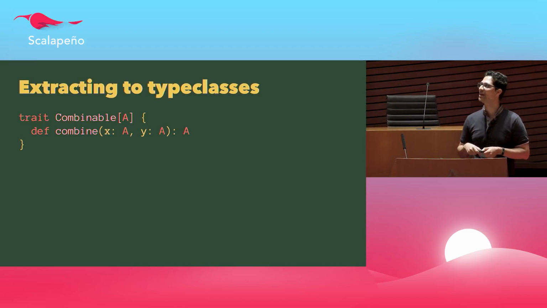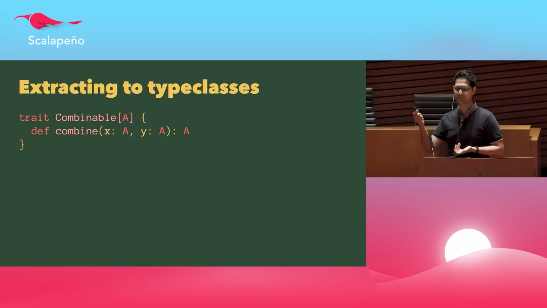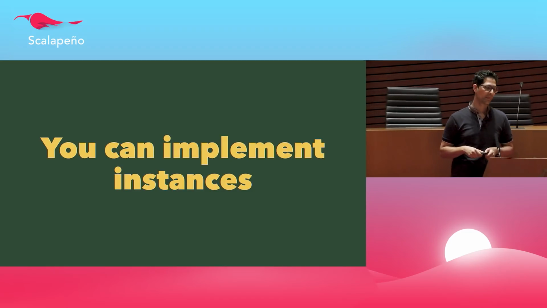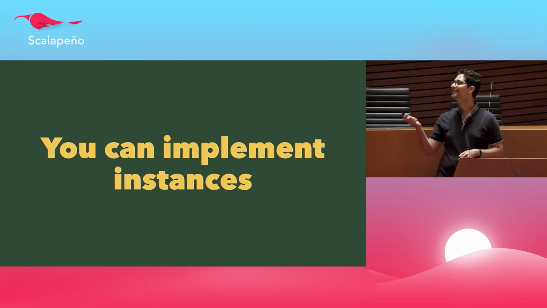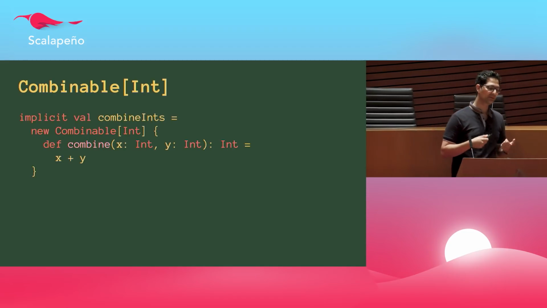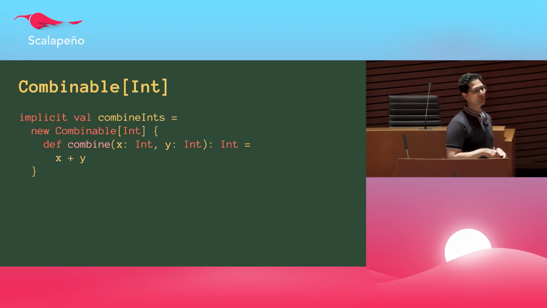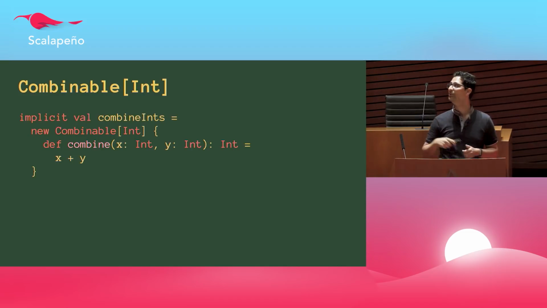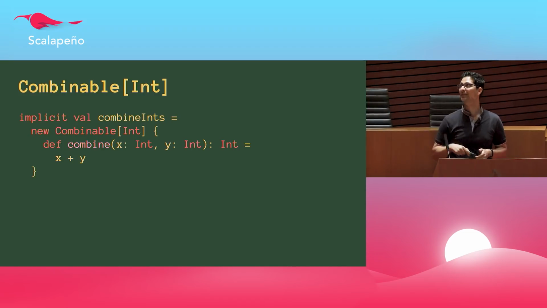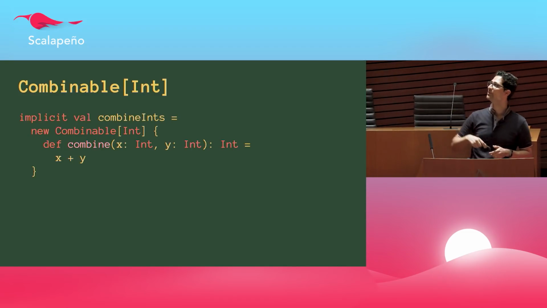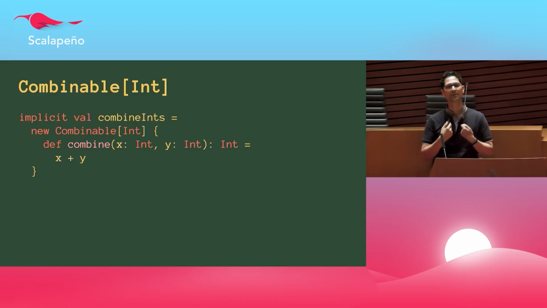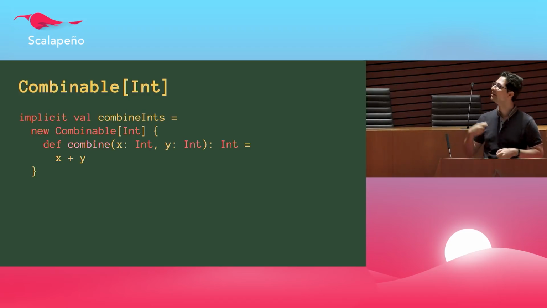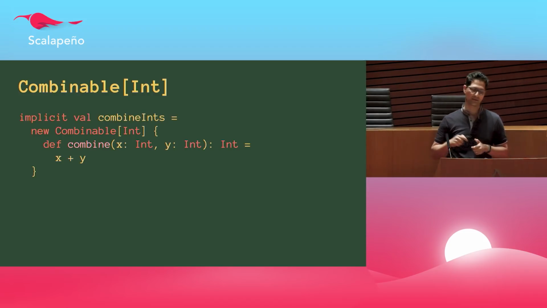What do I do with this? How do I use this thing, right? It's so abstract. Well, one way to do it would be to implement instances. So it's very tedious, right? It's manual. You just do a new, and you override this combine with your own type. So here we do it for int and int, and we supply the implementation for combining two ints. Here we decided to do a plus.